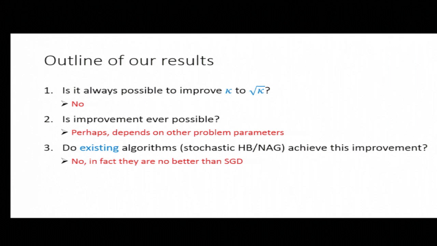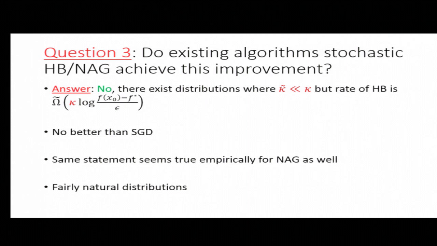So you can construct some very simple distributions based on Gaussian distribution where it is possible to accelerate information theoretically over SGD. But we show that no matter what parameters you set for a stochastic heavy ball method, it will not have any better rate of convergence. It will be pretty much the same as SGD. And while we do not have a similar precise statement for Nesterov's accelerated gradient method, we believe that is true, and we observe the same in practice.